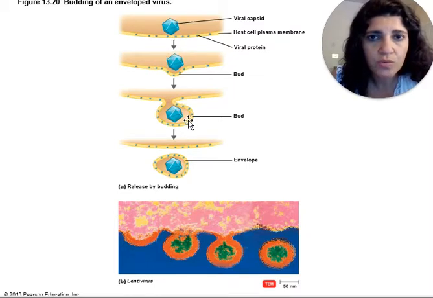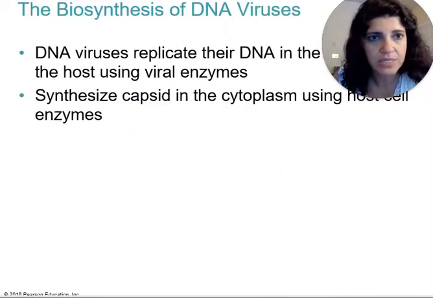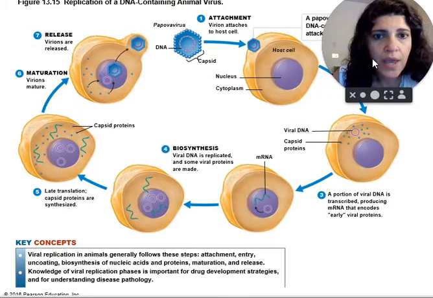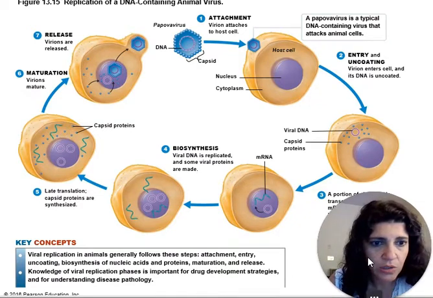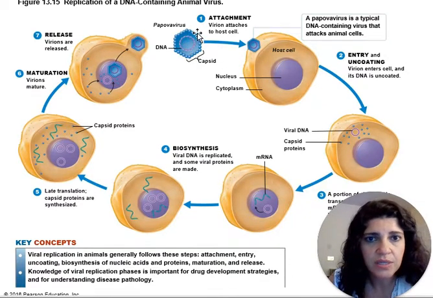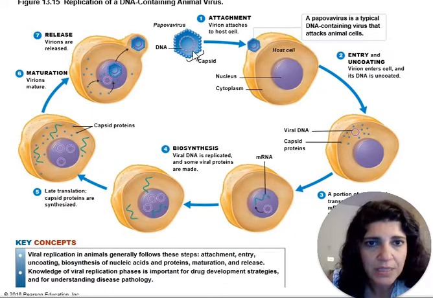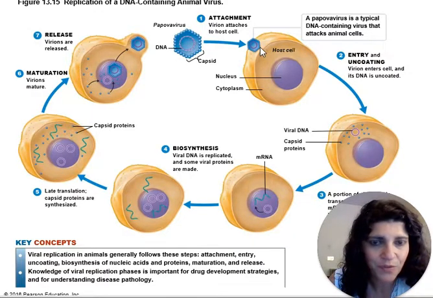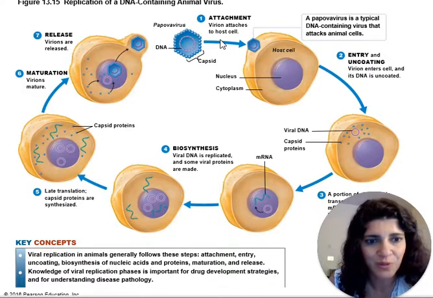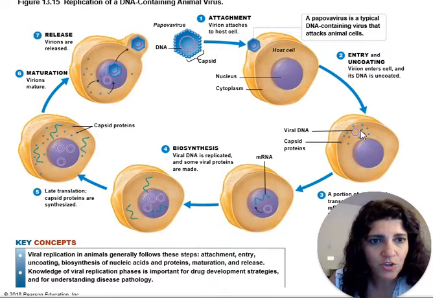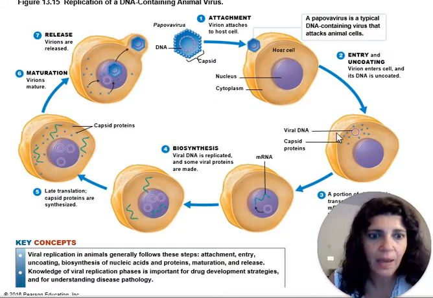Once the virus, sorry, this is the release. The release, let's talk about the process and then I'll tell you about the release. I think it's a better order. When you think about a DNA virus, you look into this, right? What happens first? First, you have attachment of the DNA virus to the host cell. Or sorry, the virus that contains DNA, so you call it DNA virus, attaches to the host cell. Entry or an uncoating can happen by endocytosis or fusion of the viral envelope with the plasma membrane of the animal cell.